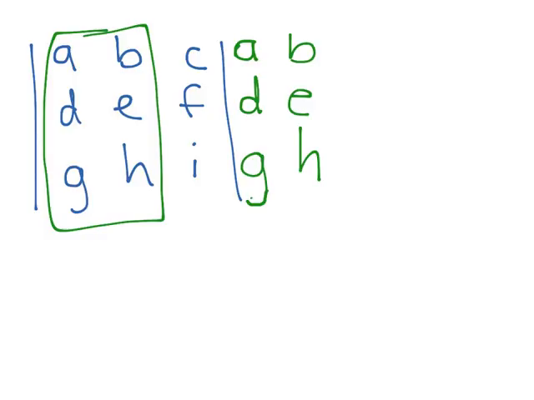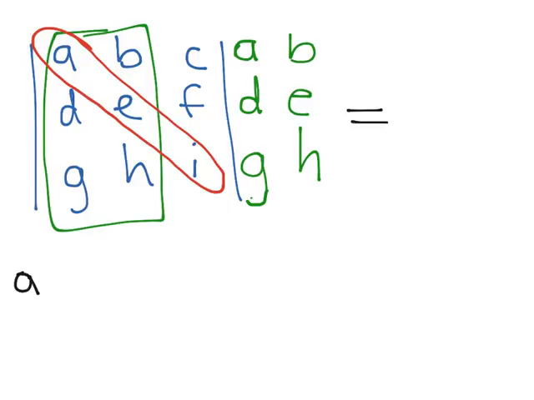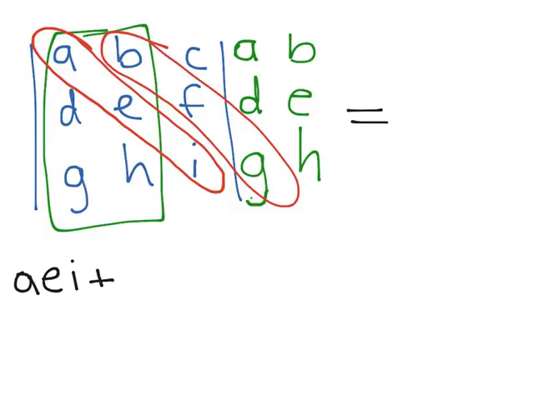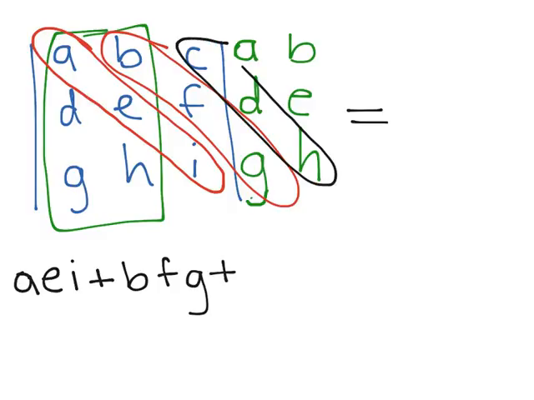And so what we will do is multiply this diagonal first. This is already kind of getting the determinant, this is in the process of. So A times E times I, plus, and we will add this second diagonal right here, B, F, G, plus, and our third diagonal right here.